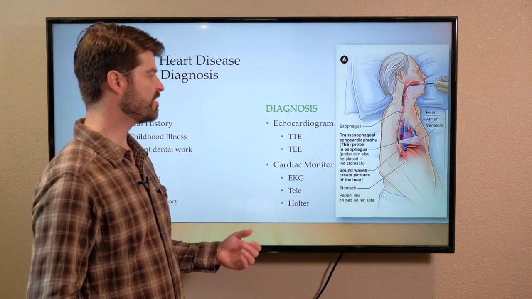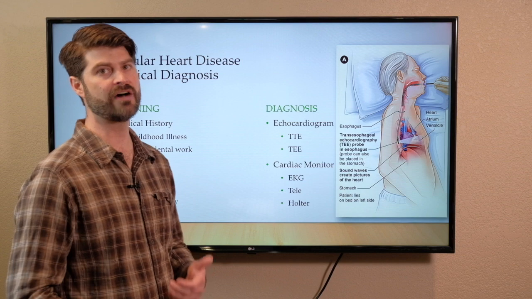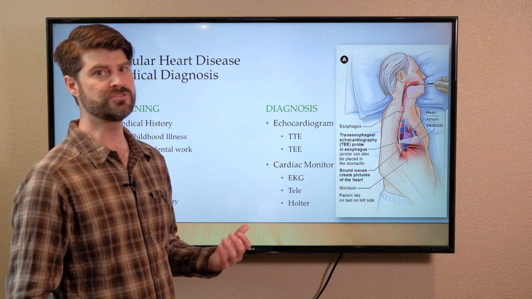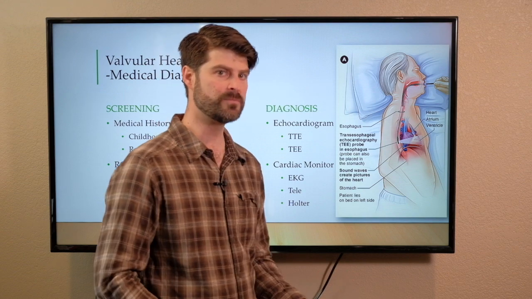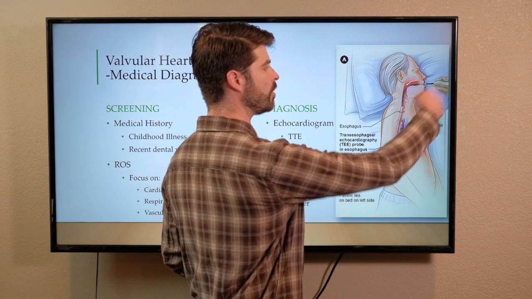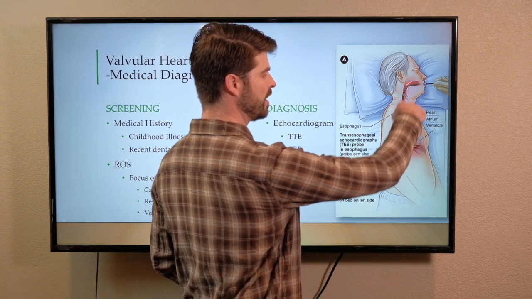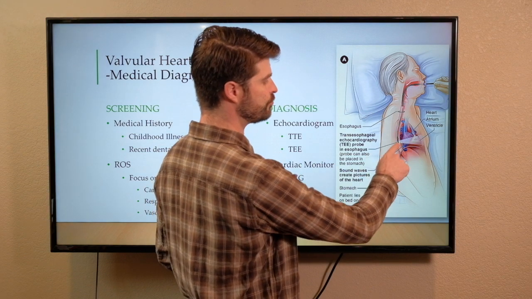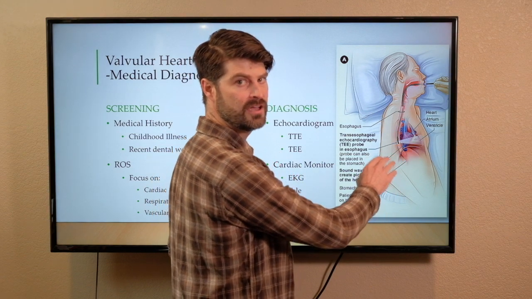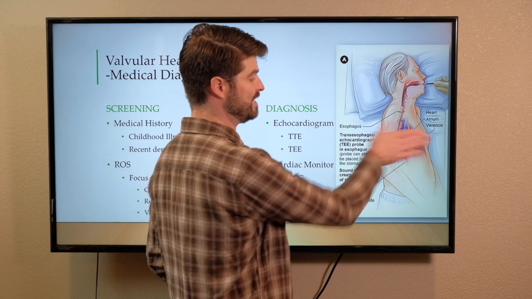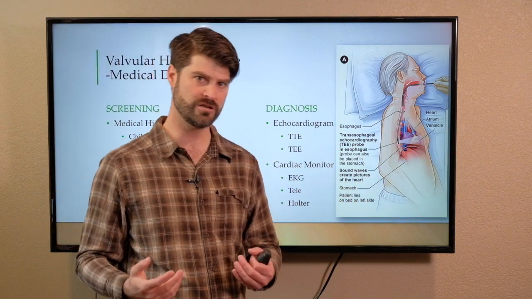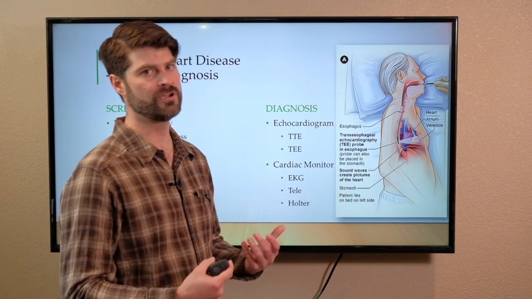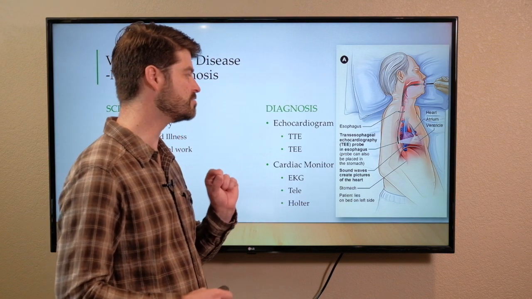The other type of echo that can be done is a transesophageal echo. For this one, a patient has to be sedated. It's almost like an endoscopy, where we put our ultrasound probe down through the mouth, in the esophagus, to right behind the level of the heart. And they're actually going to do the ultrasound internally. These tend to be slightly higher resolution ultrasounds that we use for very advanced disease or very precise measurement.